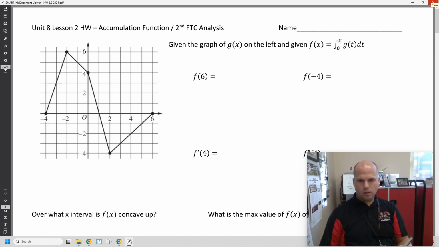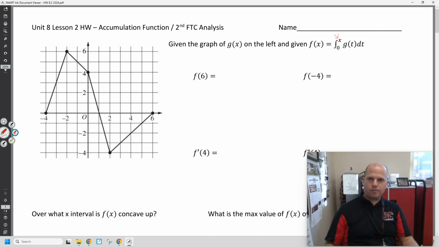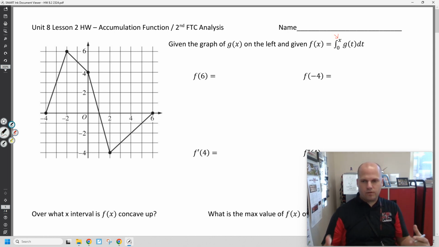We're gonna learn some stuff here about the accumulation function. What does it mean to be an accumulation function? It means it's an accumulation where we have a variable as one of the boundaries. Some confusions that occur is like, what the heck is going on with x's and t's? Why do we have two different variables?